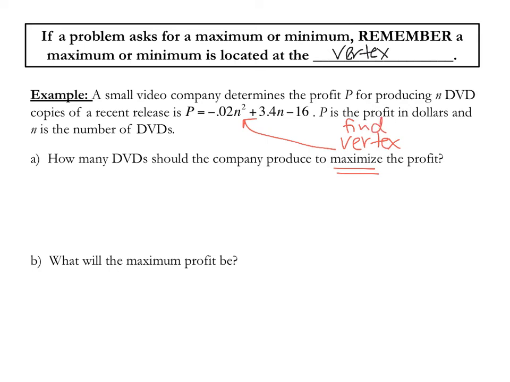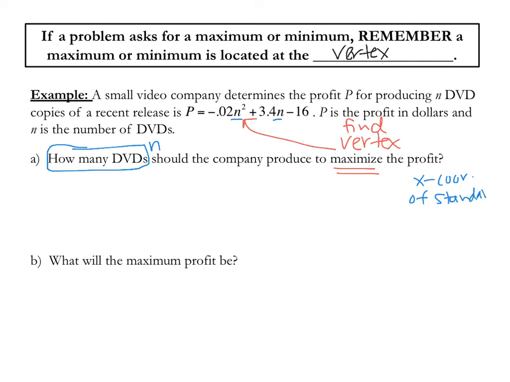Now this first part tells you which part of the vertex they want you to find. It says how many DVDs. If you notice, DVDs in the problem was called N. So we're looking for N here, which is really in the place of X. And you have to pay attention to what form that equation is in. It's in standard form. So you have to think of how do I find the X coordinate of standard form.